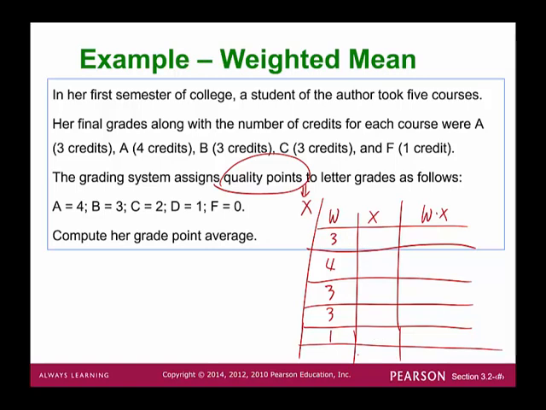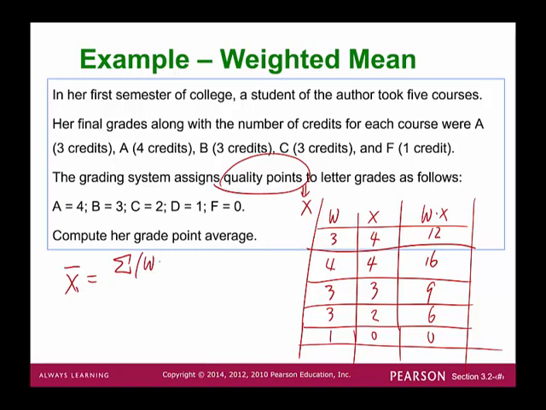Now X represents quality points. For A, the first course is an A, so 4 points. The second course is an A, 4 points. The third course is a B, so 3 points. The fourth course is a C. C is 2 points. The last course is F, 0 points. Now all you need to do is find the product of those two. So W times X, 3 times 4 is 12. 4 times 4 is 16. 3 times 3, 9. 3 times 2 is 6. 1 times 0, 0.